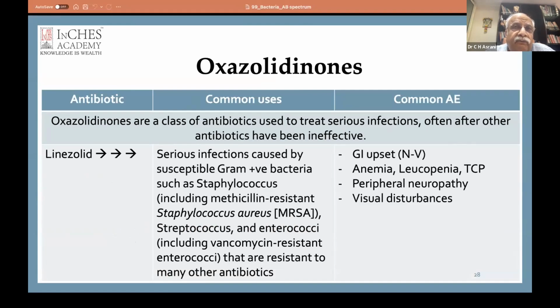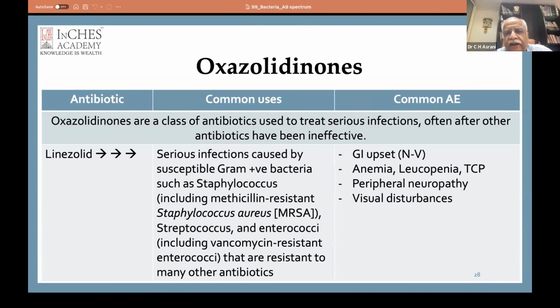Oxazolidinones, very nice antibiotic. I'm happy that it has still not come under abuse. They're a class of antibiotics used to treat serious infections, often after other antibiotics fail. I personally use it after drugs like amoxicillin clavulanic acid have not worked. Linezolid, serious infection caused by susceptible gram-positive bacteria, staph, including MRSA, streptococci, enterococci, including vancomycin-resistant enterococci. Now understand, if your stool culture shows vancomycin resistance, your linezolid is going to work.